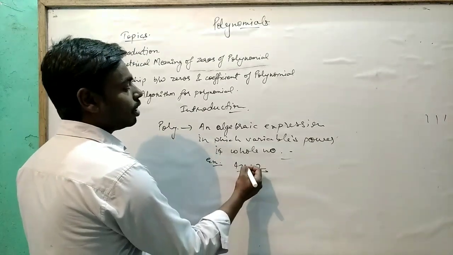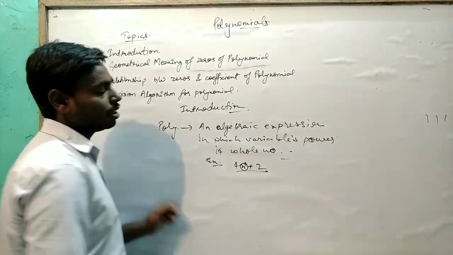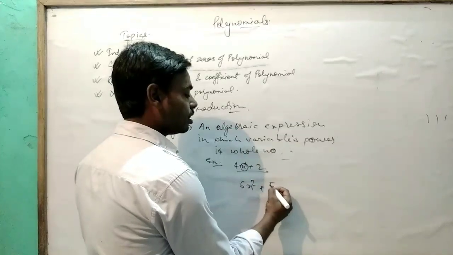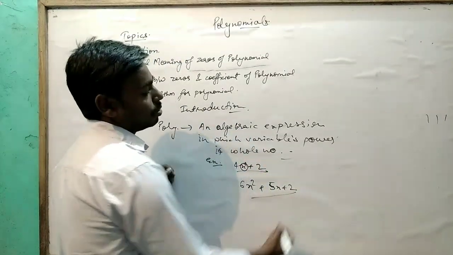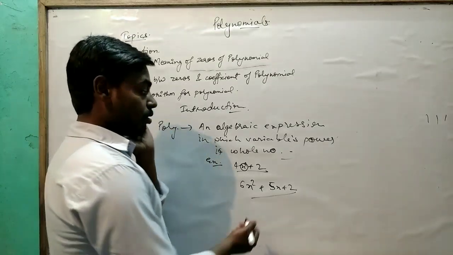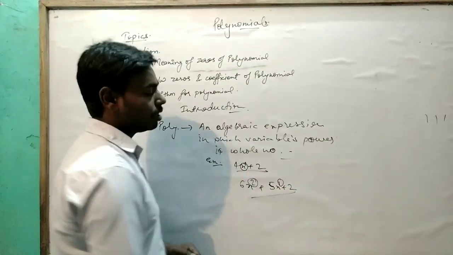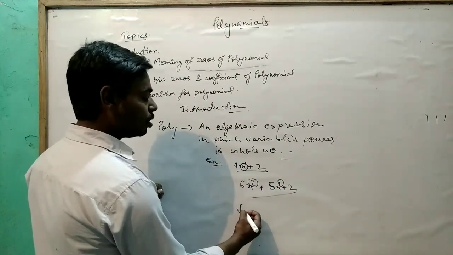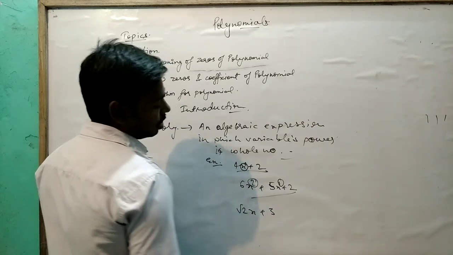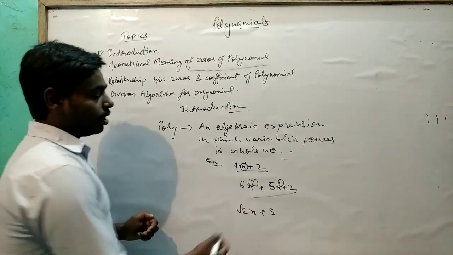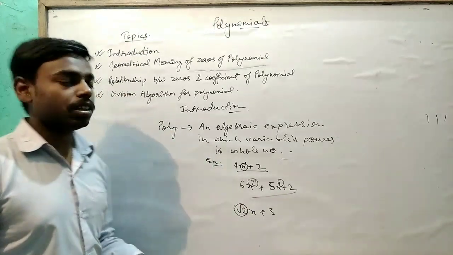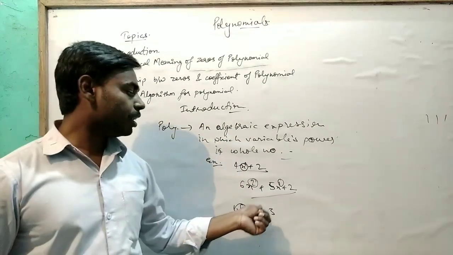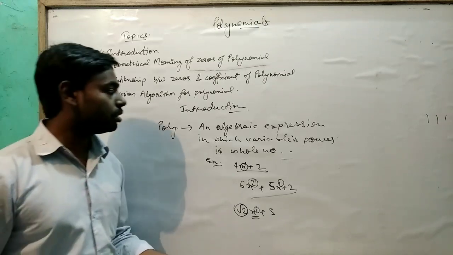4x plus 2, here the variable's power is a whole number, so it is a polynomial. 6x square plus 5x plus 2 is also a polynomial because its power is whole number. 2, here 1, it is a polynomial. Next example, root 2x plus 3, this is also a polynomial. Here root 2 is a real number and the power of variable x is 1, that is a whole number, so it is a polynomial.